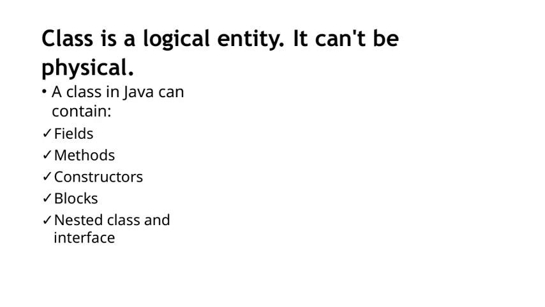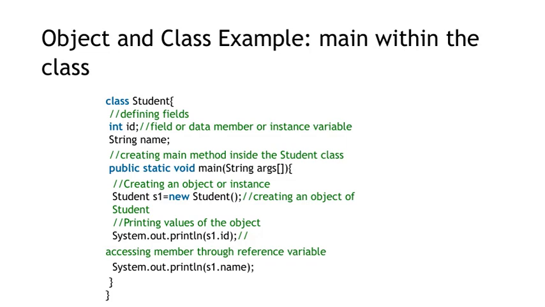And finally, classes can contain nested classes and interfaces, which are defined within other classes to organize code better or implement specific functionalities. Throughout this presentation, it's important to see how these components work together to define the structure and behavior of objects in Java. Let's take a look at this example of object and class in Java, focusing on the main method within the student class. Here, we define a class called student, which has two fields, an integer id and a string name.